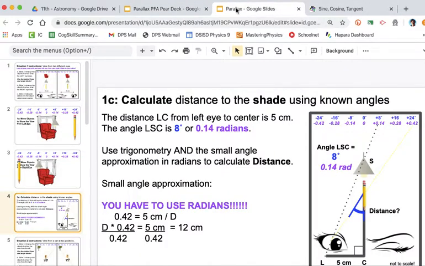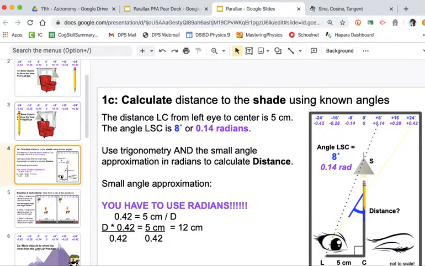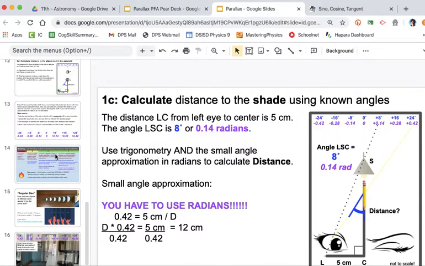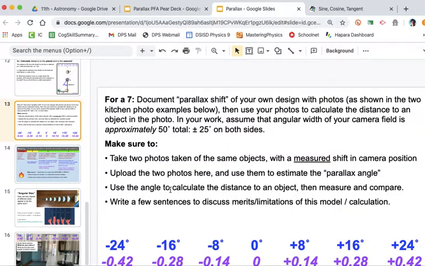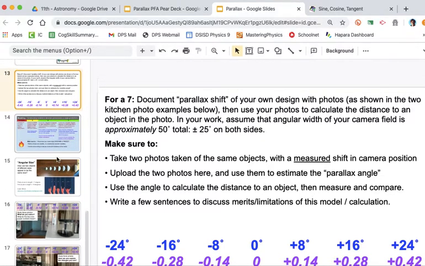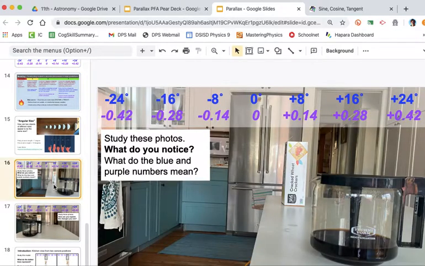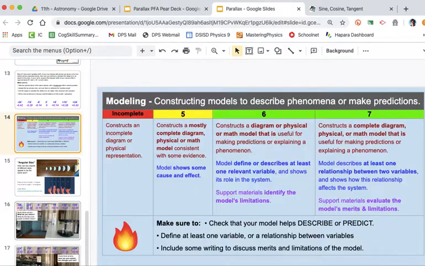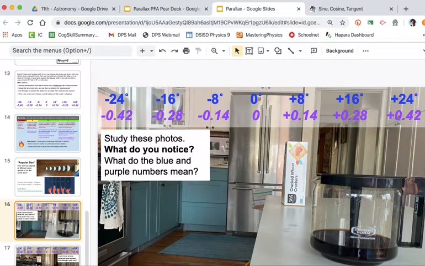So hopefully that's helpful. You can do plenty more practice in these other slides, and these other slides are going to end up being a grade as well. It's that important. Then it'll take you to slide 13. If you want to get the highest score possible on this, then you need to document a parallax shift of your own, kind of like I did with the coffee pot and the crackers. And you need to calculate how far those things are away from you or away from your camera.